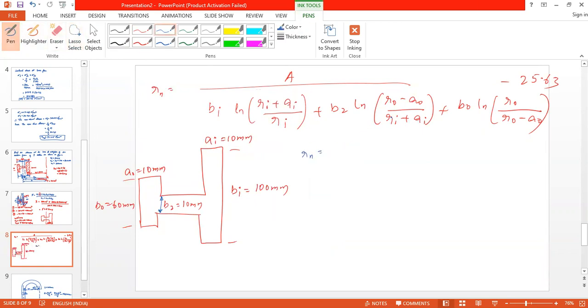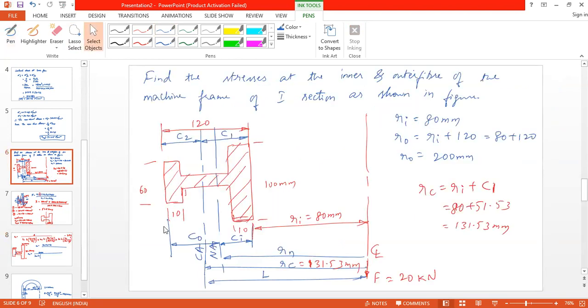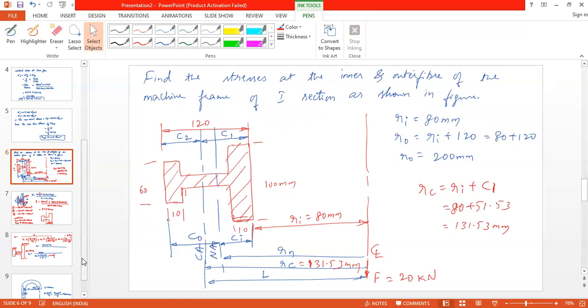Therefore, Rn: the area is nothing but A1 plus A2 plus A3, that is 1000 plus 1000 plus 600 mm square, divided by b1 is 100 and natural log of Ri is 80 mm, 80 plus A1 which is 10, divided by 80, plus b2 which is 10 multiplied by natural log of R naught, R naught is 200 mm.